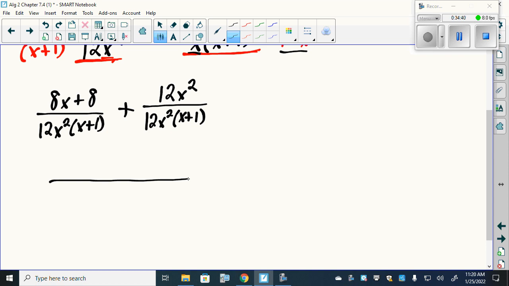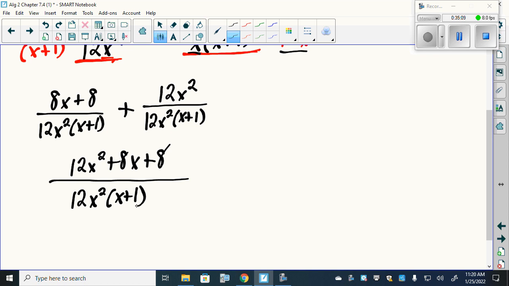Now we can go on and add them together. So we have 12x squared plus 8x plus 8 over 12x squared times x plus 1. Now luckily for us here, really we don't have any common terms on top because there's only one spot where there's an x squared, only one spot where there's an x, and our constant term.